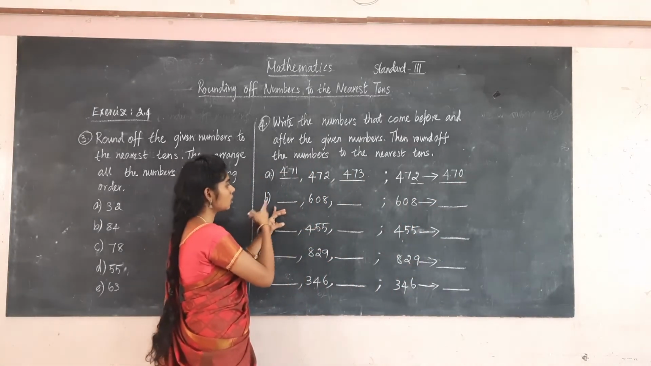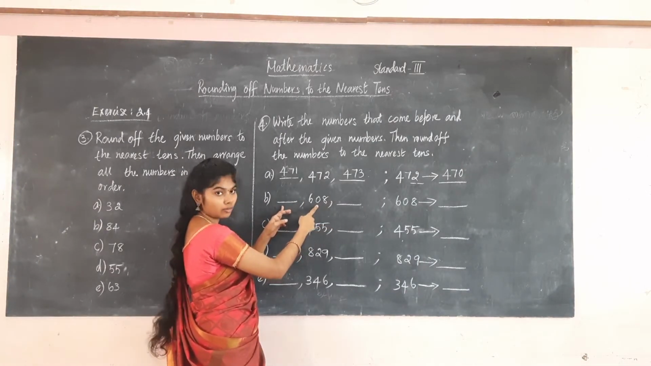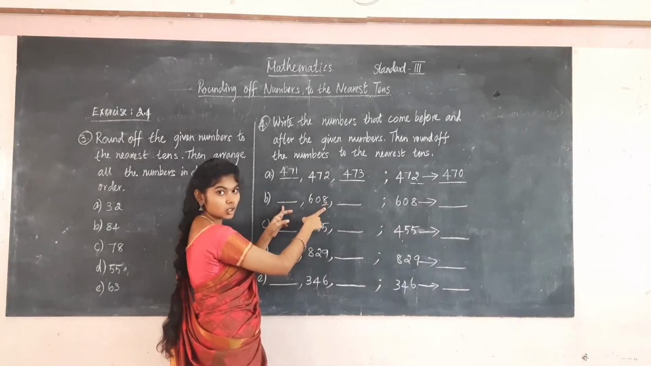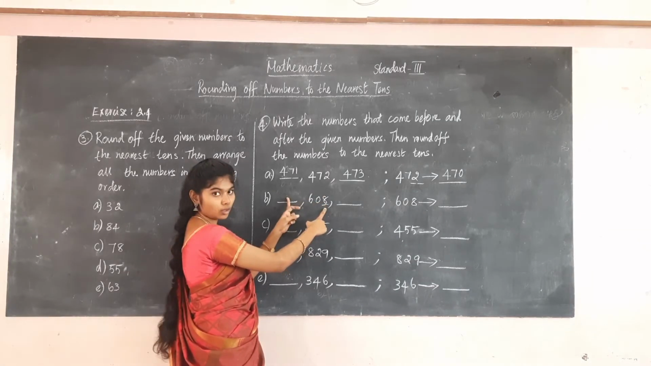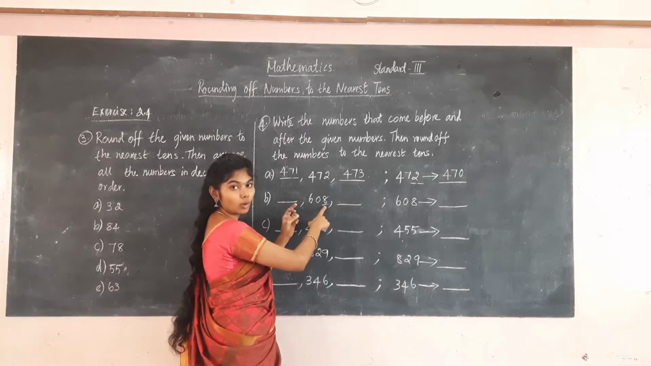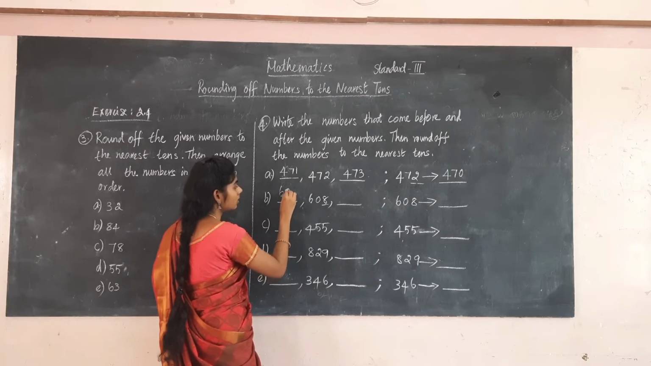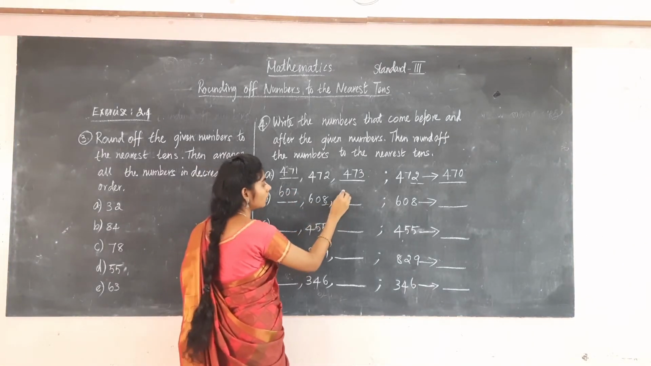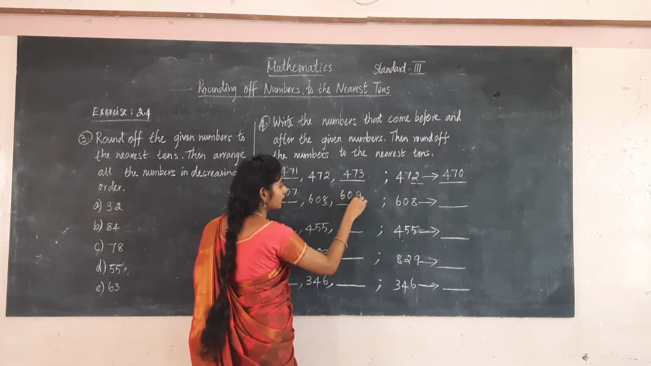Then the next one: what is given? In the same way there are 2 blanks, before and after. Check the number 608. You have to take the ones place. You will subtract 1 from the ones place to find the before number, and to find the after number, you will add 1 in the ones place. So 607 is the before number of 608. Then the after number, 8 becomes 9, so 609 is the answer.